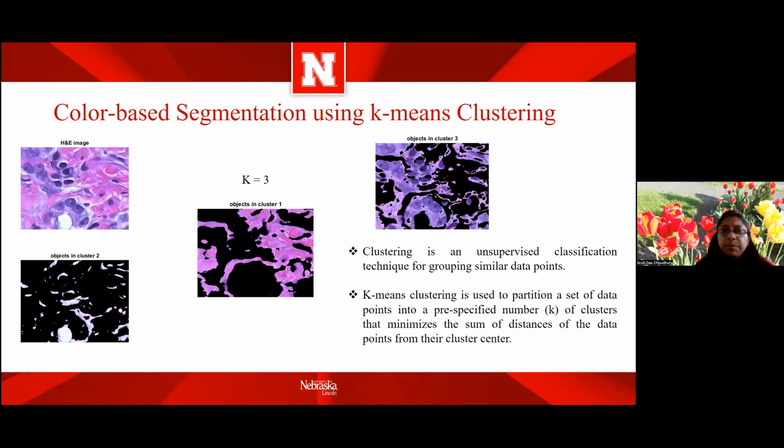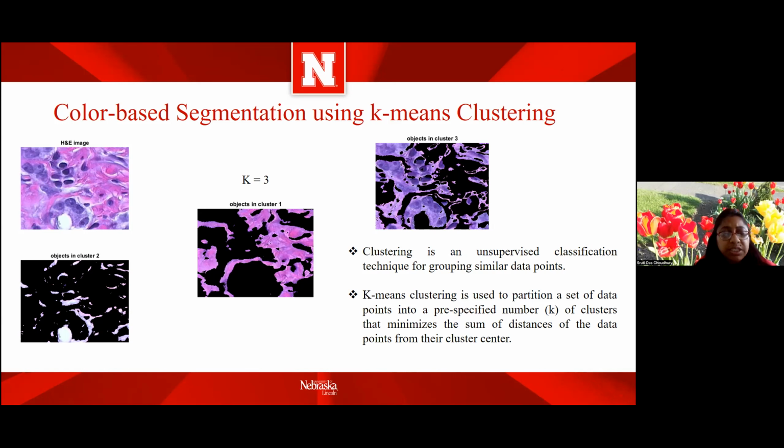Color-based segmentation using k-means clustering. Clustering is an unsupervised classification technique for grouping similar data points. K-means clustering is used to partition a set of data points into a pre-specified number of clusters that minimizes the sum of distances of the data points from their cluster center. In this particular example, the value of k equals 3, that means we are getting 3 clusters.